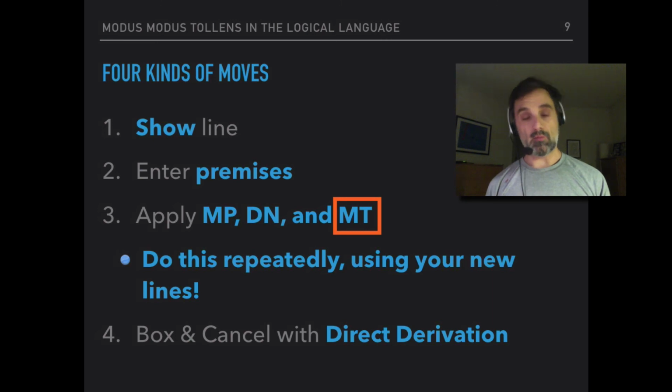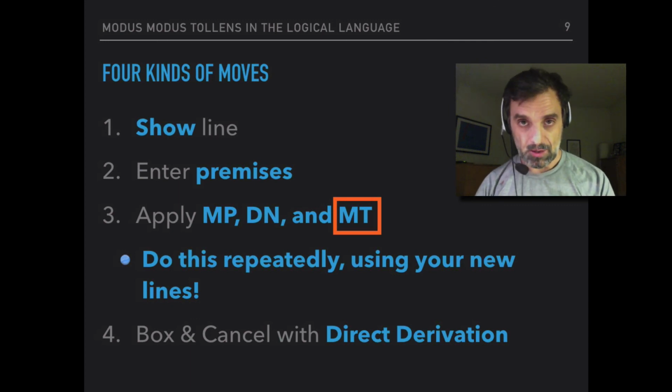And you want to look, when you apply them, then you get a new line, and you want to ask, okay, now can I use this new line with the old lines? And it's always, can I use the new line with the old lines? Can I use the new line with the old lines? That's always the sort of strategy for moving forward until eventually you get to the conclusion, at which point you can say, aha, I can box and cancel with direct derivation.